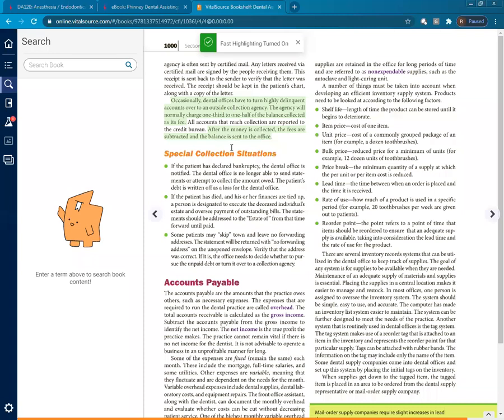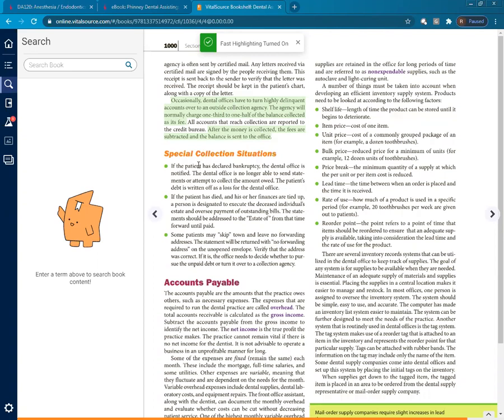That's a little bit different than the other methods of collections where, say, for example, you didn't pay your credit card bill. They will actually purchase it from the credit card company for like pennies on the dollar. And then they will try and reach out to you and get the money collected. So whatever they can collect is just pure profit for them.